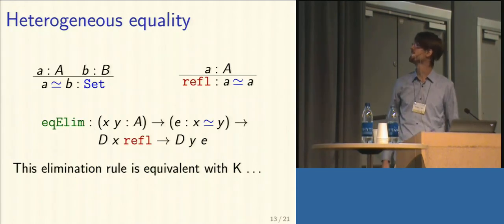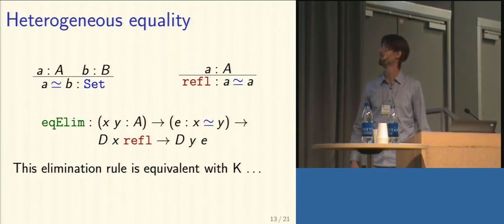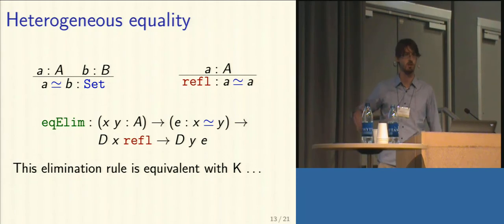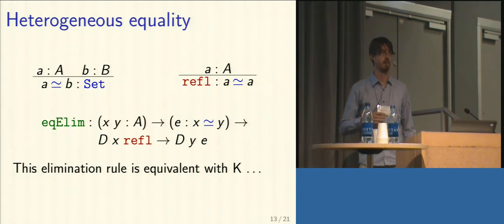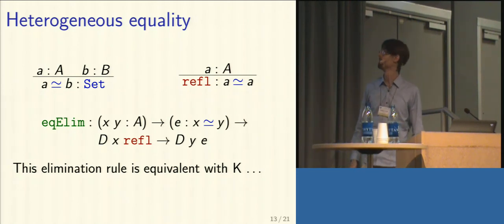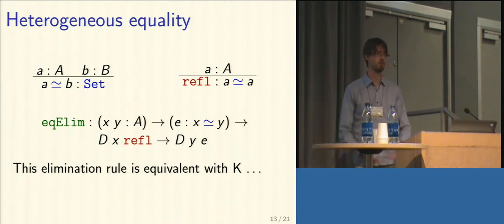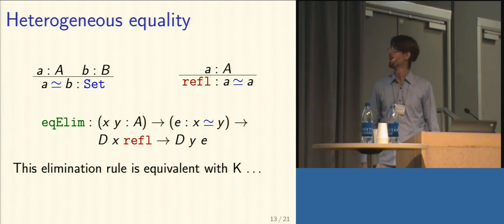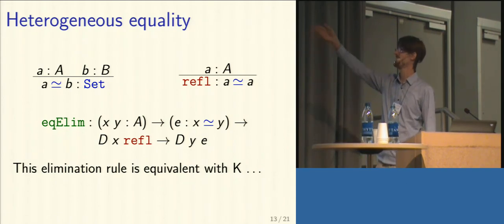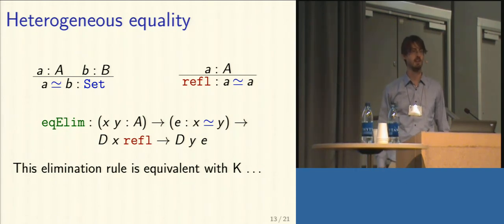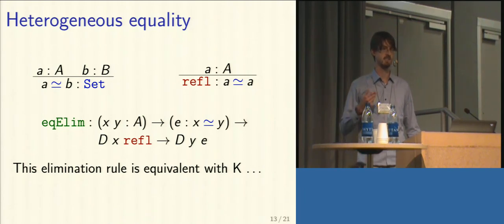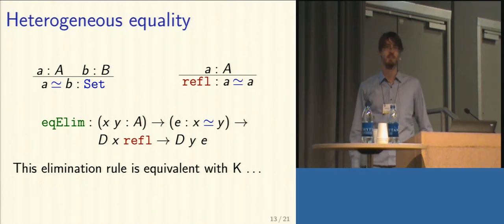And the way McBride solved this is by using heterogeneous equality. So by allowing equations between elements of different types, but still only allowing to prove it, of course, when they're actually equal. And the problem with this is that the elimination rule for this heterogeneous equality is equivalent with the K axiom.